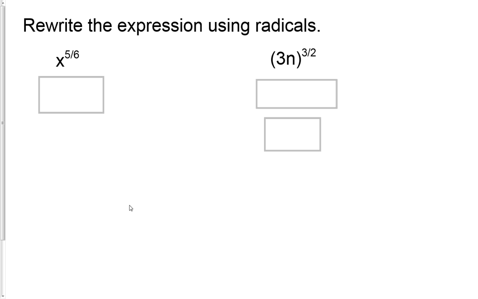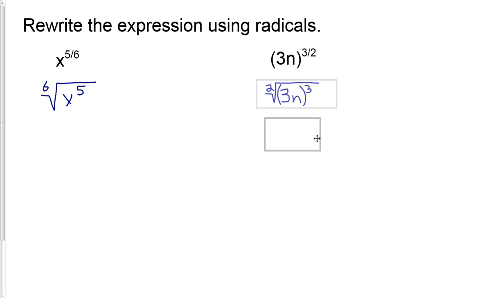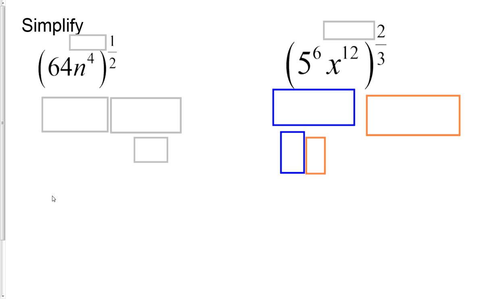One more set of those. Try these on your own if you're feeling confident. X to the 5/6 equals the 6th root of x to the 5. Then 3n to the 3/2 gives us the square root of 3n to the 3rd power, or the square root of 3n cubed. You can technically distribute it, square root of 3 cubed n cubed, but I just left it where it's at.